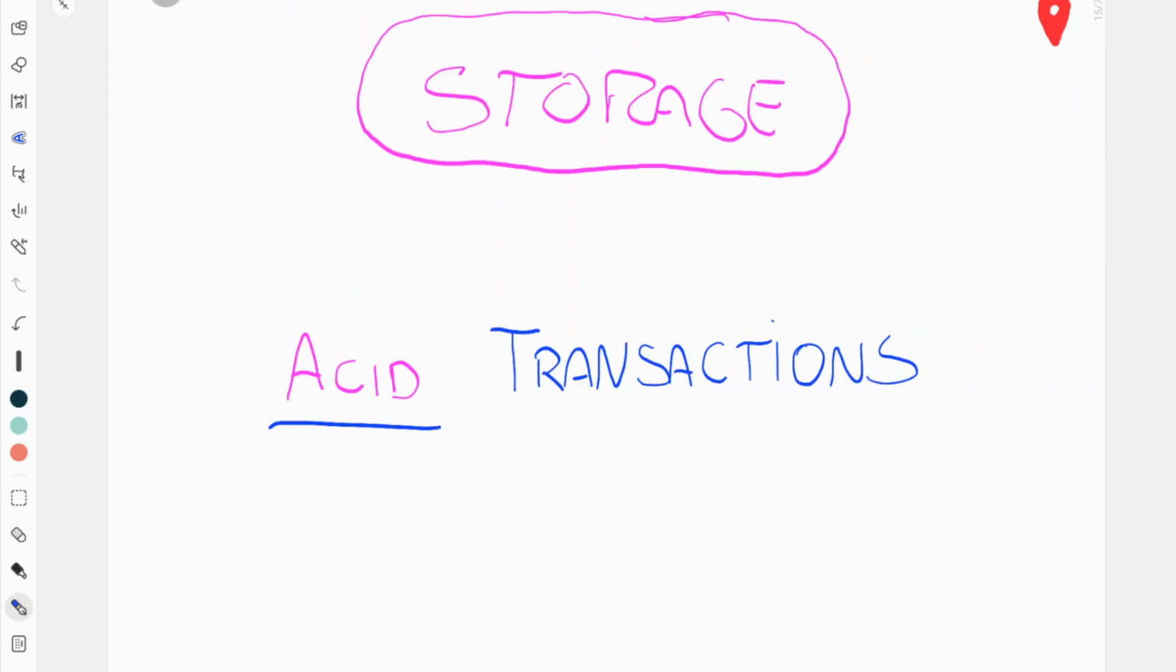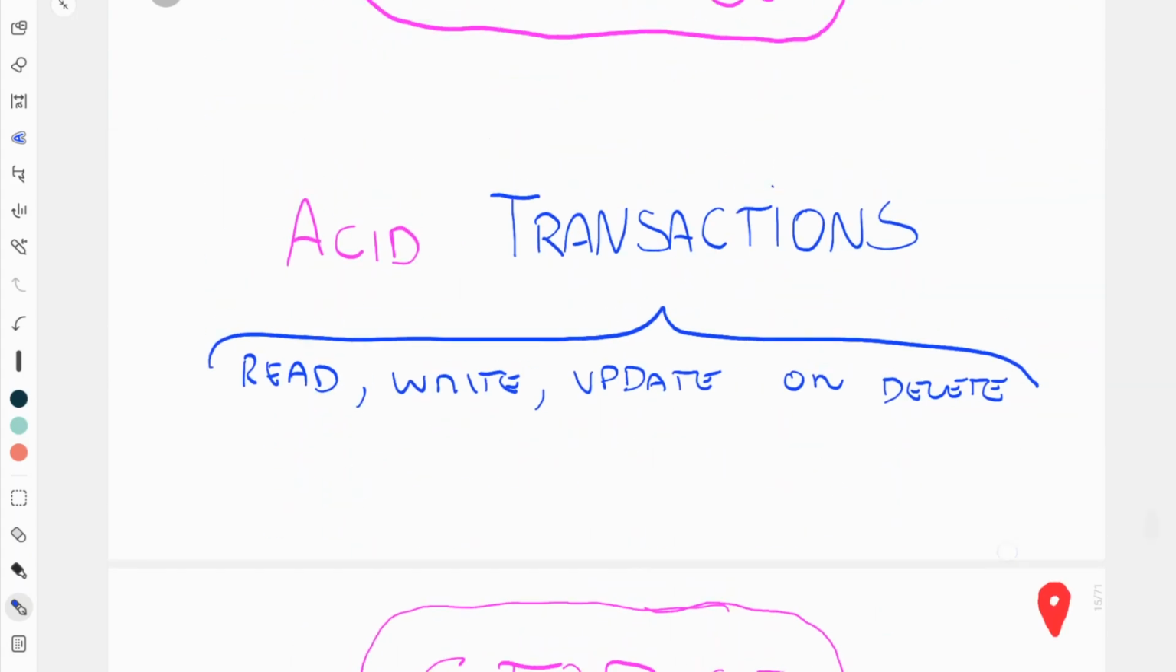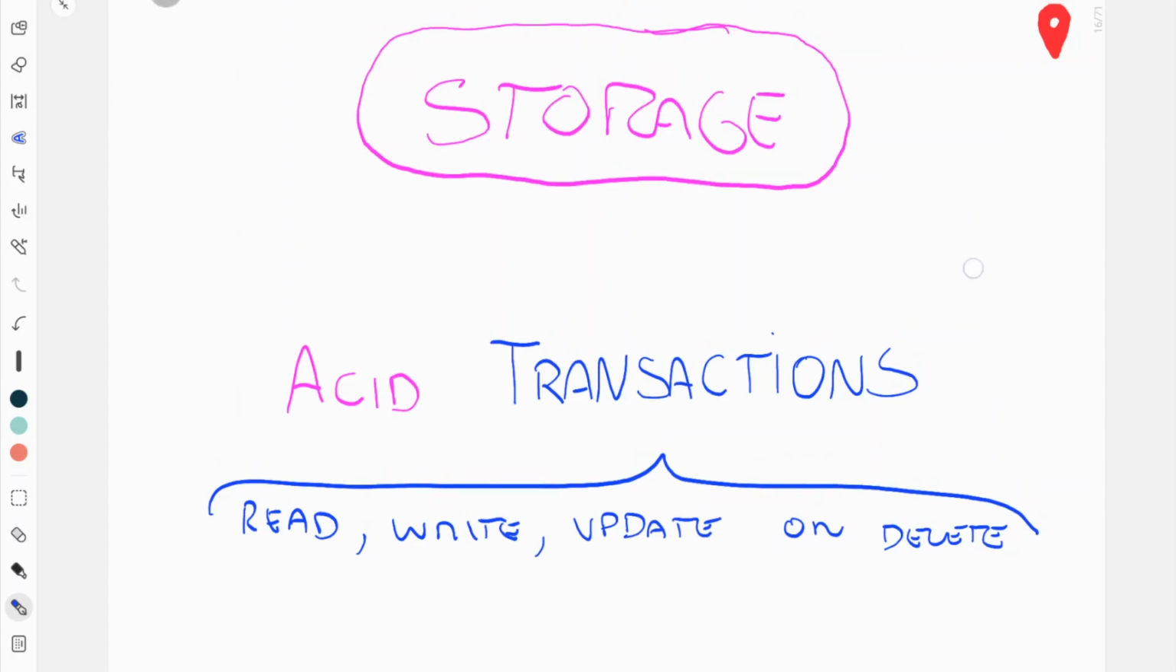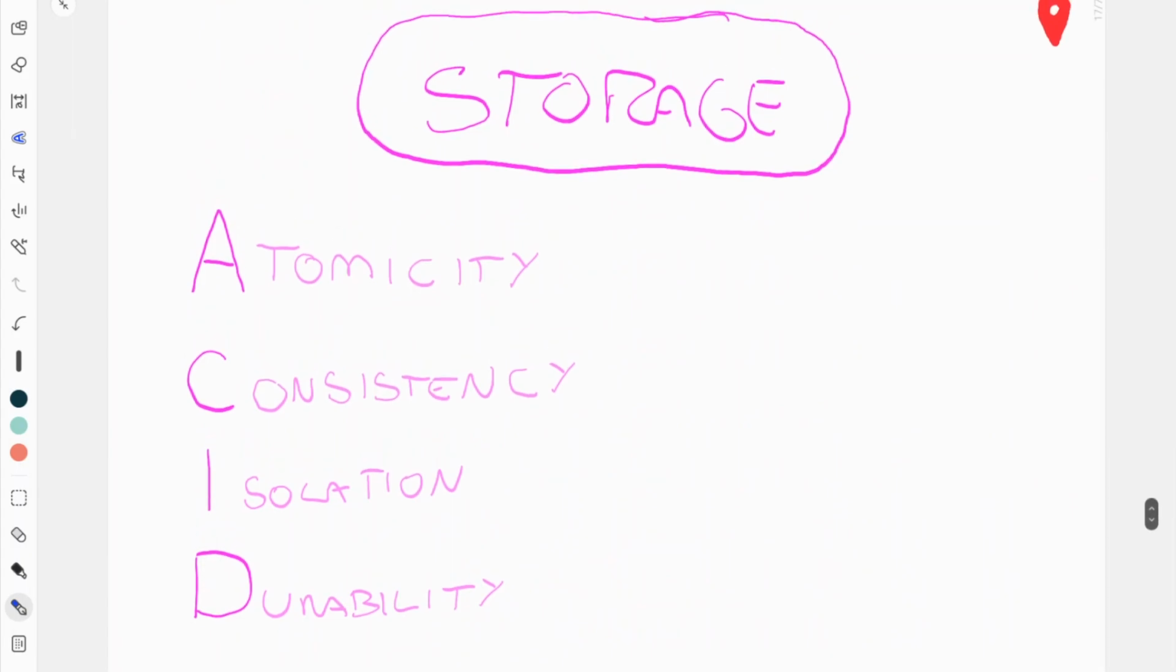Today we're going to explore a very important topic on storage: ACID transactions. Transactions are basically read, write, update, or delete operations on your data. So when you read it, you're doing a transaction. The ACID part is what we're exploring now, and ACID stands for Atomicity, Consistency, Isolation, and Durability.